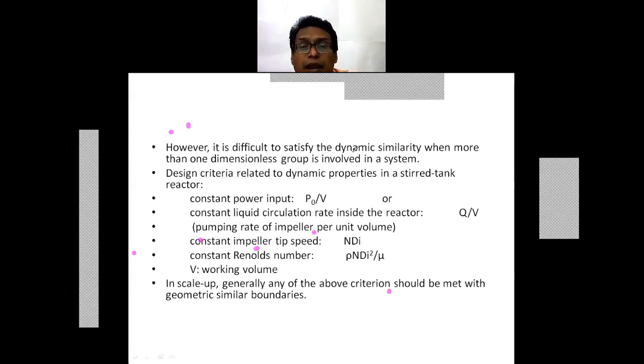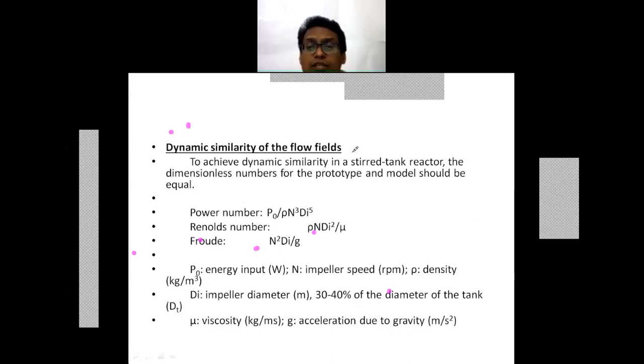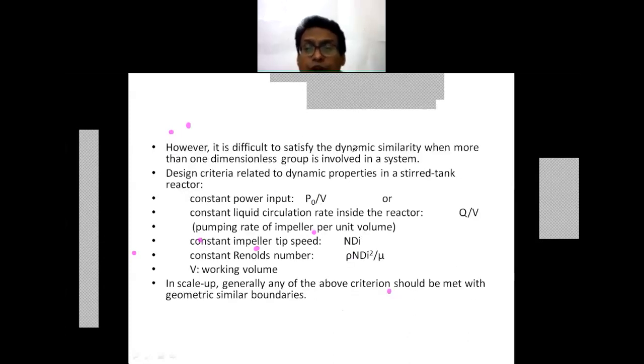So the design criteria: the constant power input, that is P0 upon V, or the constant liquid circulation rate inside the reactor. See, constant liquid circulation, that is the fluid which is getting rotated, that is Q upon V, that is the pumping rate of the impeller per unit volume.